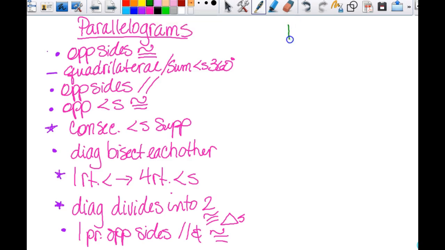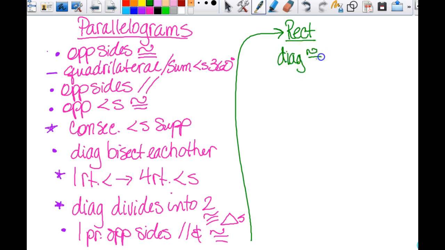If I have a rectangle, I know that all of this stuff is true for a rectangle plus some other stuff, right? So what is specific to a rectangle? Specific properties to just a rectangle. The diagonals are congruent, and the 4 right angles.